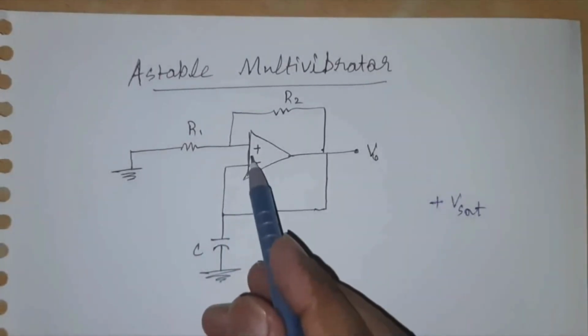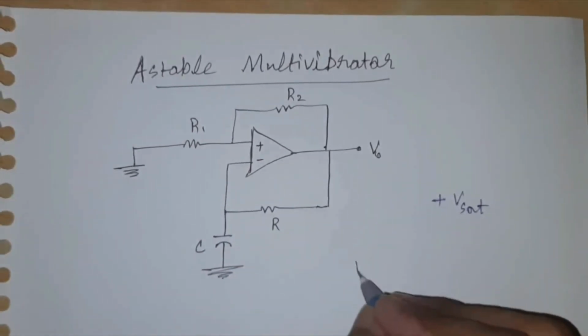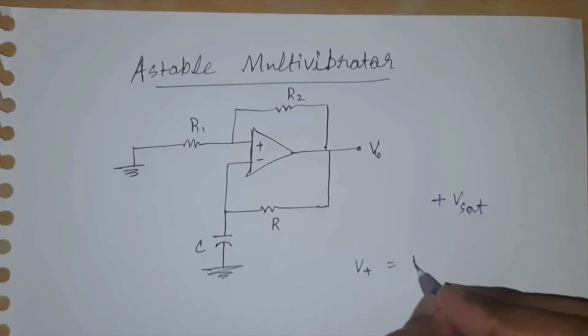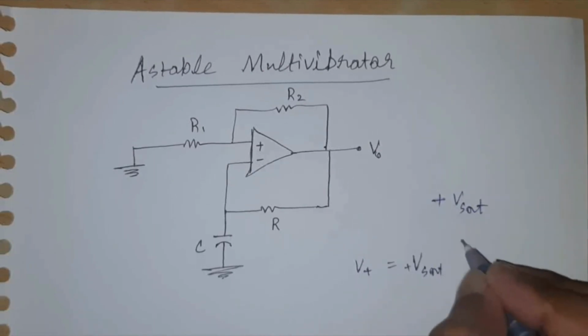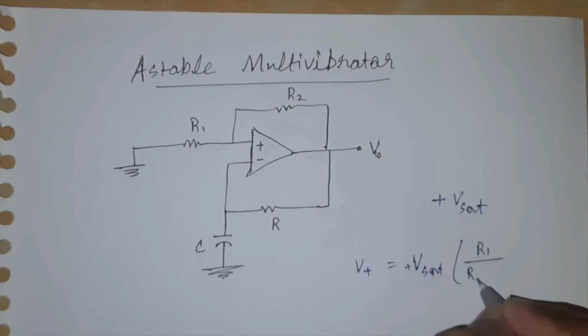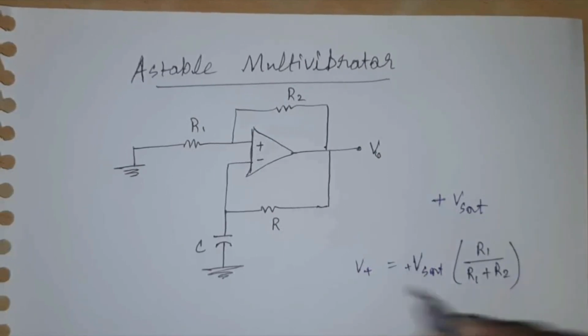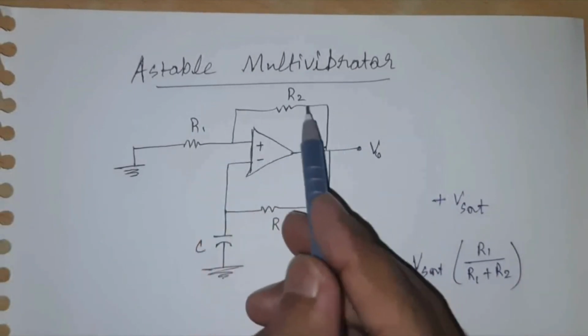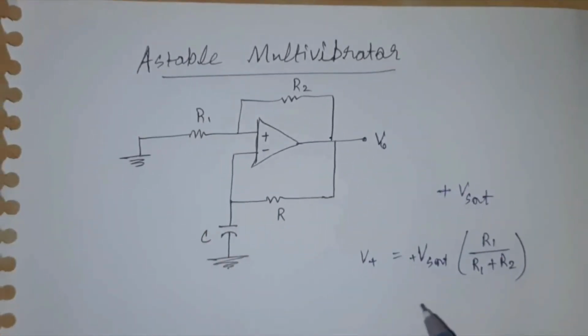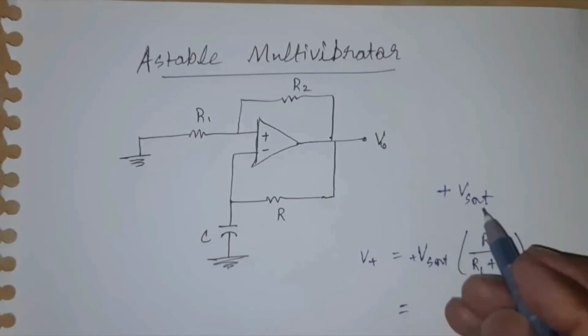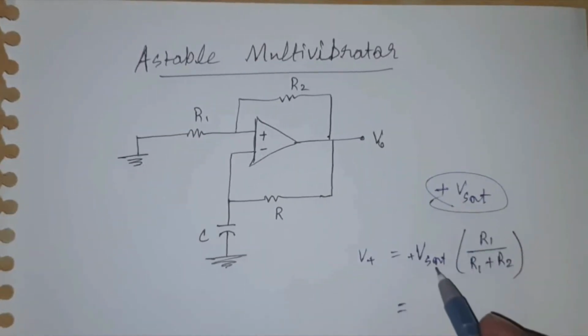Then the voltage at this non-inverting terminal would be given by V plus is equal to plus Vsat, and applying the voltage divider rule, R1 upon R1 plus R2, V out into R1 upon R1 plus R2. Since we have supposed that V out is initially at plus Vsat, I have put this value here. We can take this as beta. This will be plus beta Vsat. If you have seen the previous two videos, this would be quite easy for you.